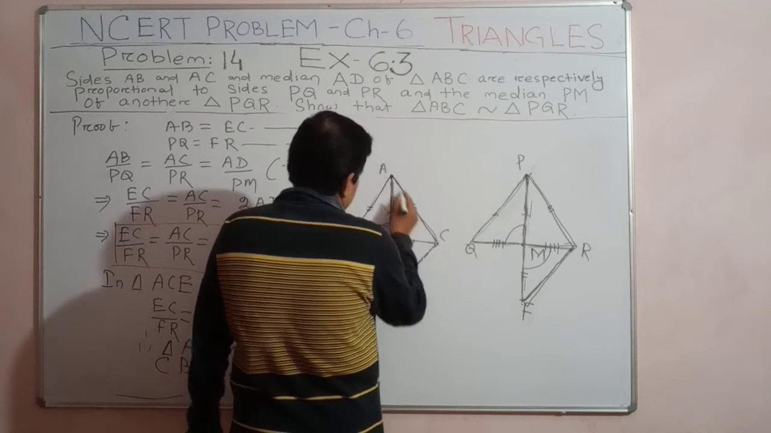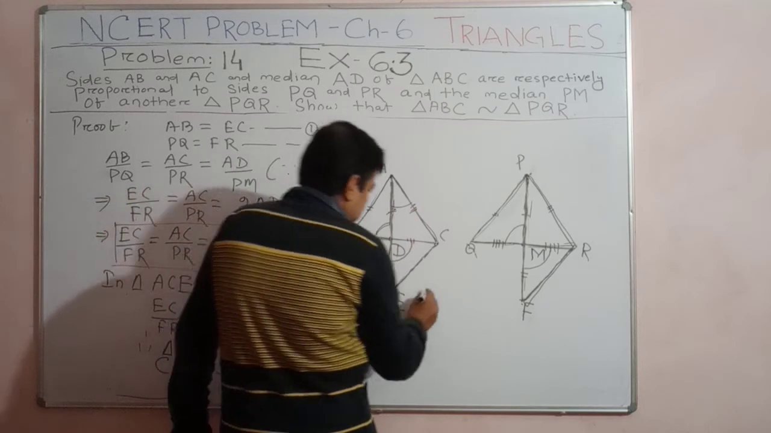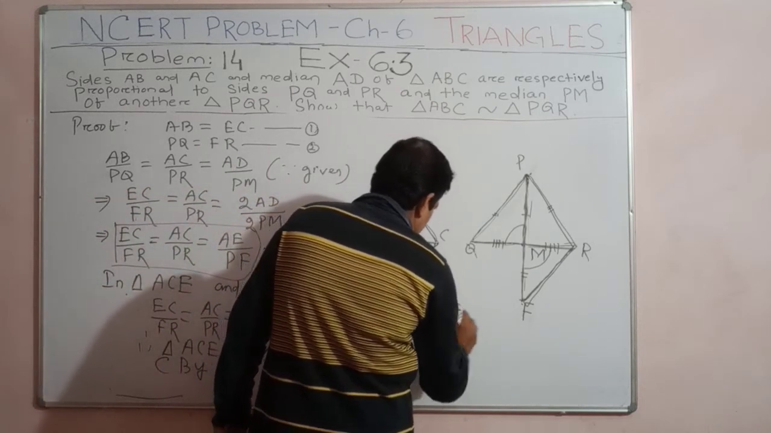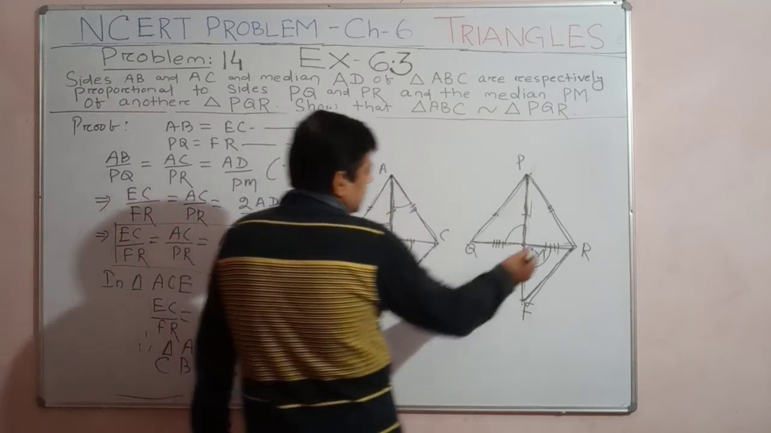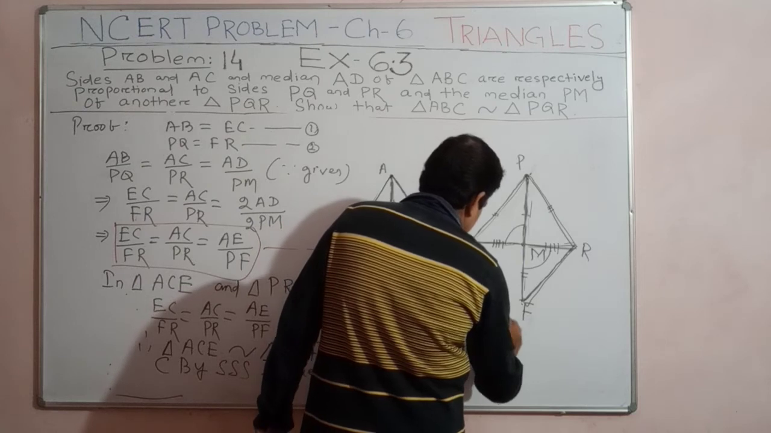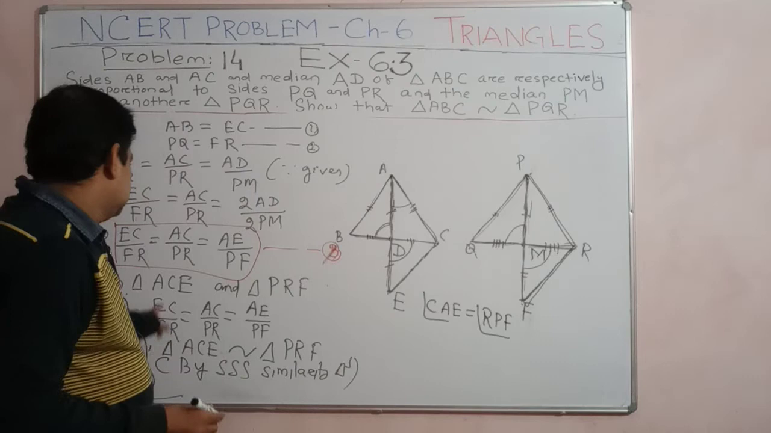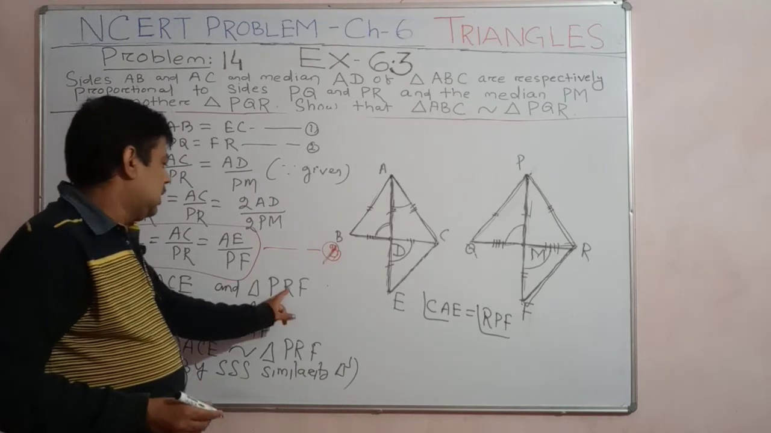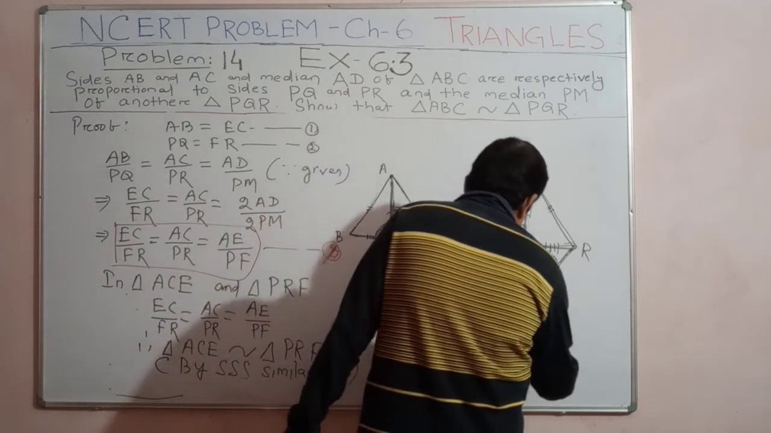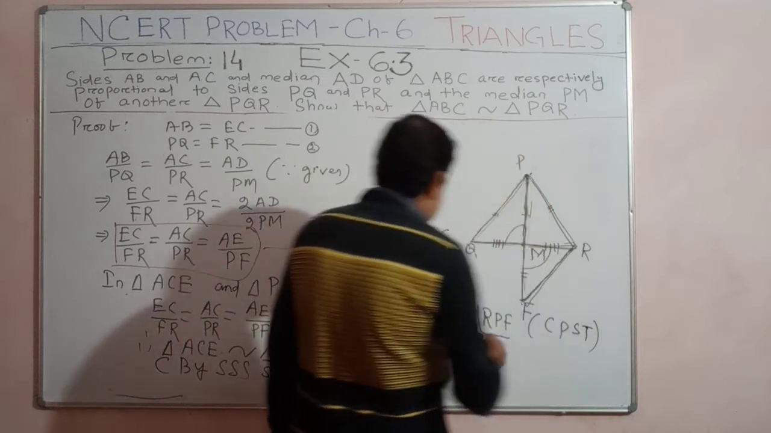Angle CAE, this angle you see. Angle CAE must be equal to which angle? Angle RPF, by CPST. CAE and RPF are the corresponding angles of the two similar triangles. This is in accordance with CPST, corresponding parts of similar triangles.